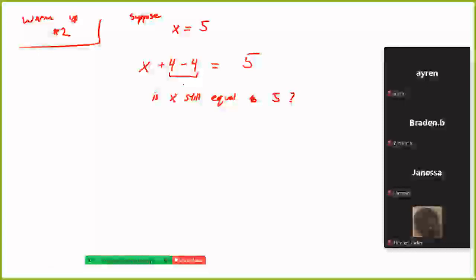If we simplify it, what Manaya is saying is we just combine these two, they cancel. 4 minus 4 is 0. We don't need to show that plus 0, right? We can get rid of that. So it's just x equals 5.